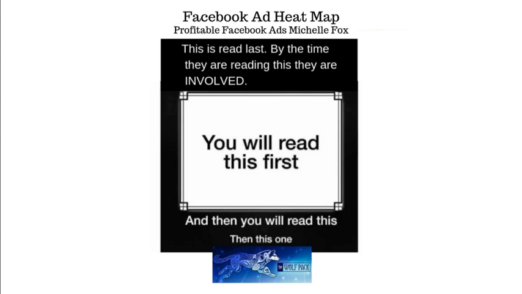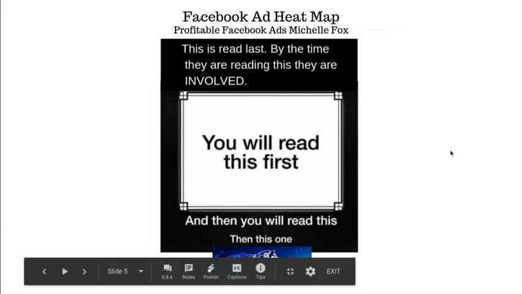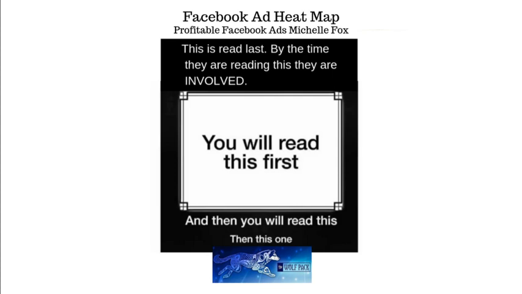So let's look at the heat map of a Facebook ad. The white here where it says you will read this first, that's your image in a Facebook ad. So your image is your very first, what I call ad hook. We think about hooks in story, but ads have to have hooks too. So your first ad hook is your image, and picking the right image is just critical. You have to get it right.